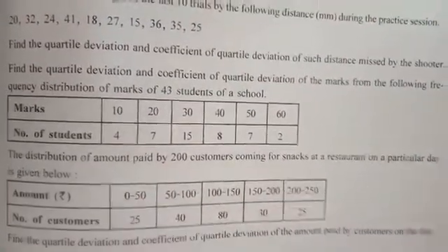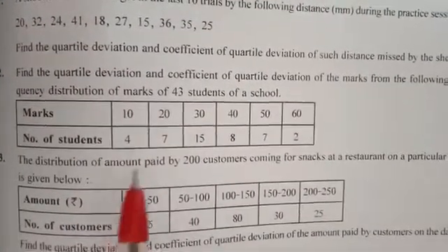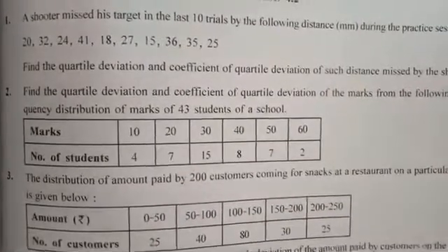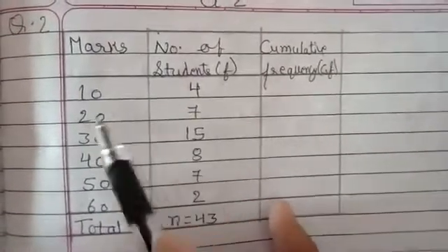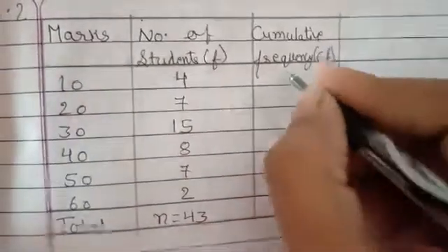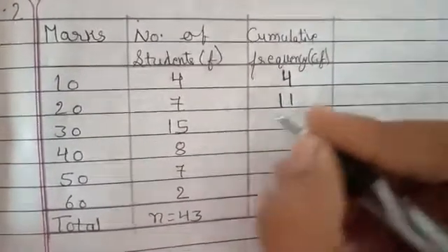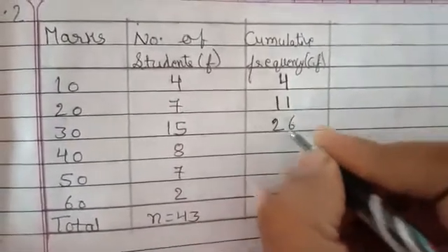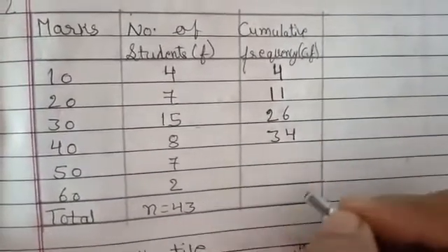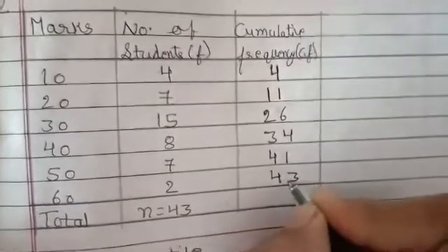Q1 and Q3 we have to find. Now as discrete frequency distribution is there, first of all we have to find out CF, that is cumulative frequency from this data. Now marks and frequency, that is number of students, is given to us. Cumulative frequency we have to find. So first of all 4 plus 7, that is 11. 11 plus 15, 26. 26 plus 8, that is 34. 34 plus 7, 41, and 41 plus 2, that is 43.